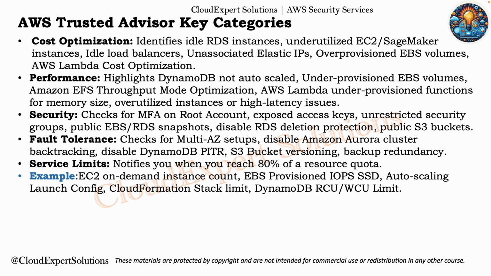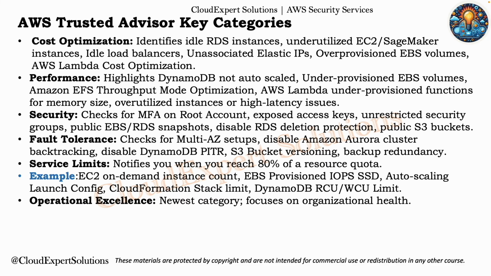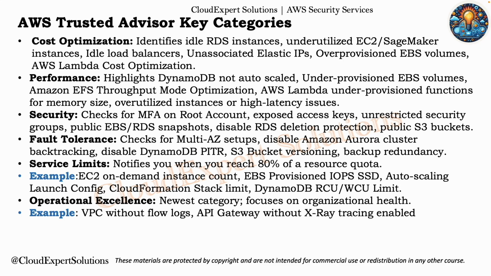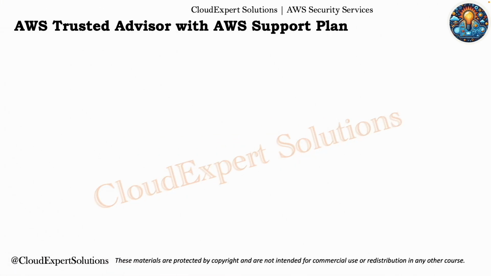And the last but not least, and this is the relatively newest pillar, operational excellence. Operational excellence helps ensure your whole account is running smoothly at scale. Examples are VPCs without enabled flow logs, or API gateways without X-Ray tracing enabled. For the AWS certification, you must remember the 6 categories and some examples. This slide is going to be very important for your AWS certification preparation.